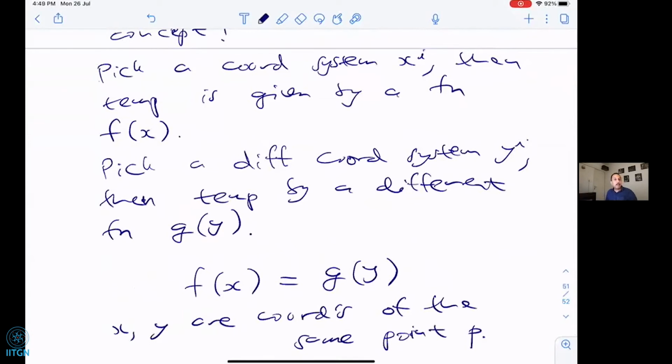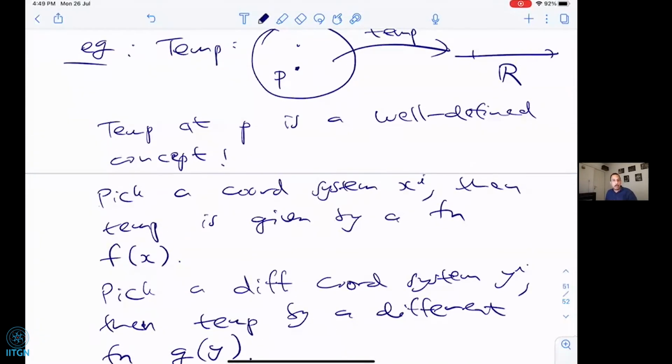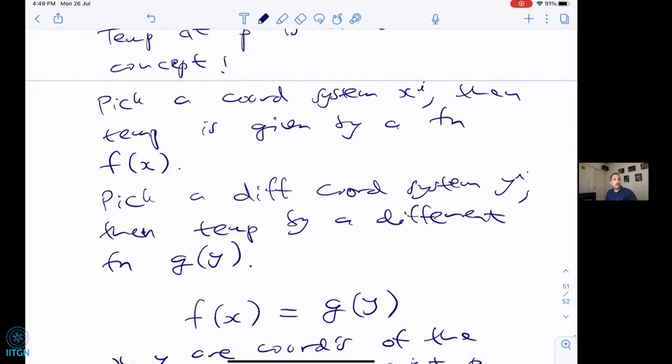It's a very trivial statement, but it explains a lot of things. Okay, I hope this statement is clear. That because a concept like temperature, or any function, is well defined in the sense that it takes a given point always to a given value. So the value can't depend on what coordinate system I use, but the form of the function will depend on the coordinate system that I use.